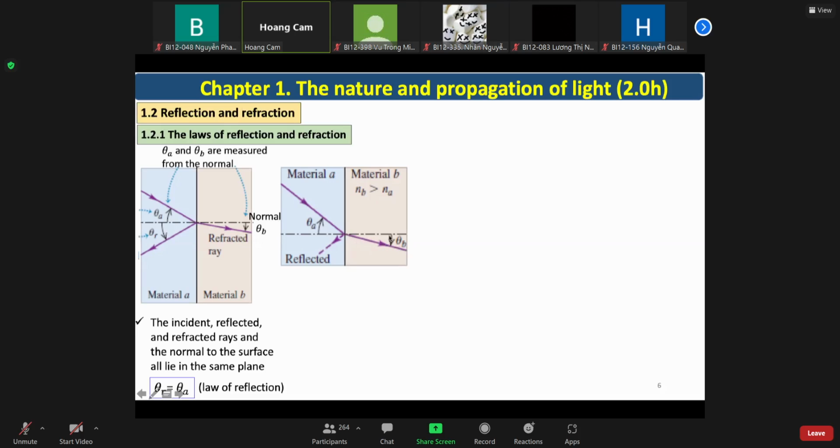In this case, you see theta B is smaller than theta A, right? So the angles of incidence and refraction, and the refractive index, have a relationship.